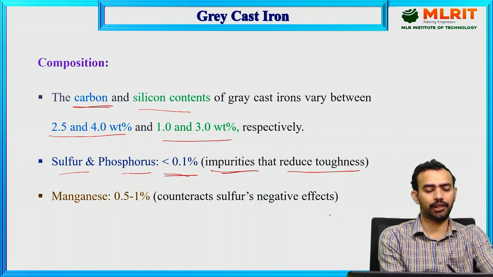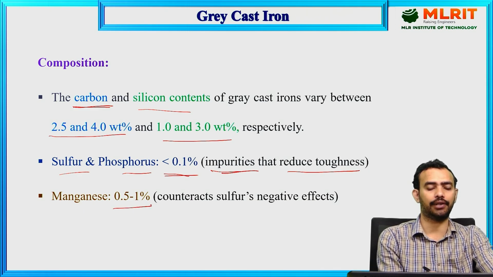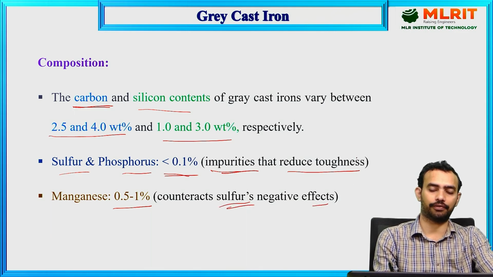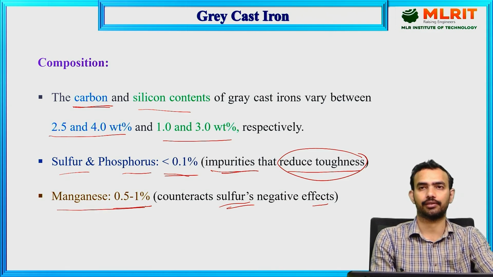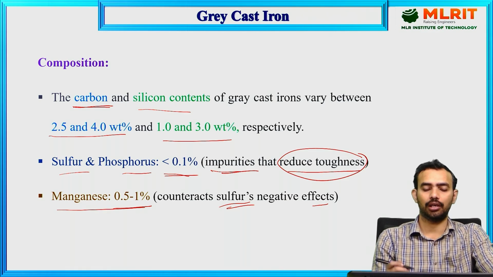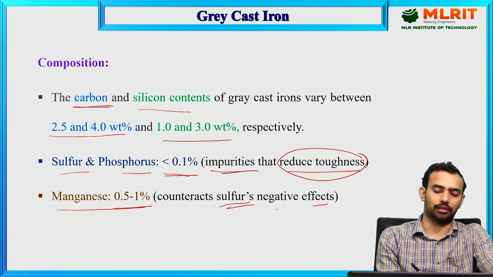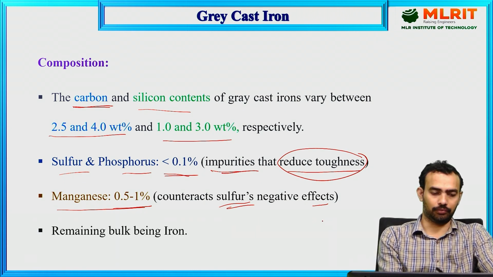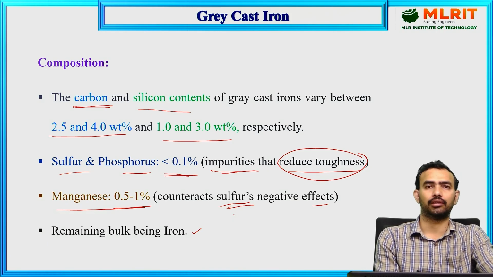And along with that, traces of manganese can also be observed, ranging from 0.5 to 1 percent, which counteracts the sulfur's negative effects, that is, reducing the toughness. So that can be taken care of by this addition of manganese. So we add manganese as a counteract measure for the sulfur's negative effects. And apart from this, the remaining whole material is iron.